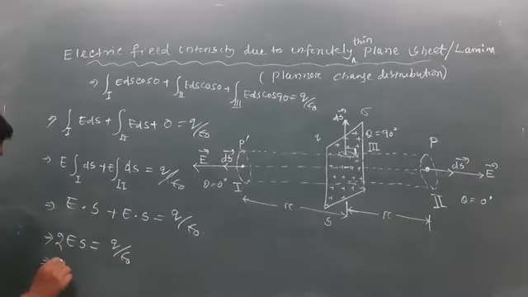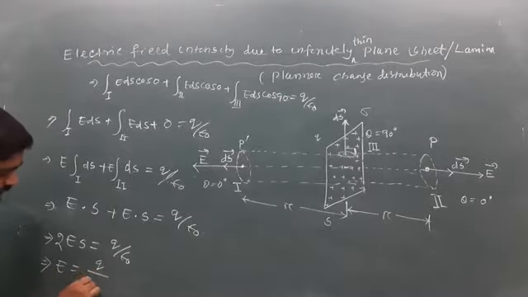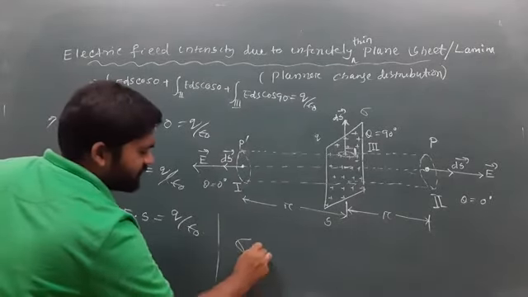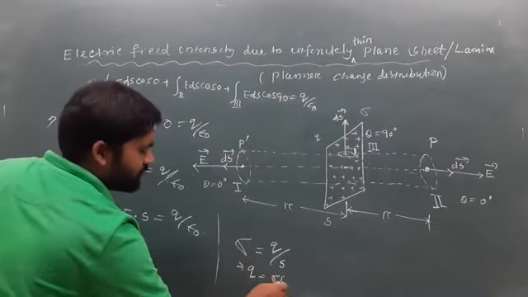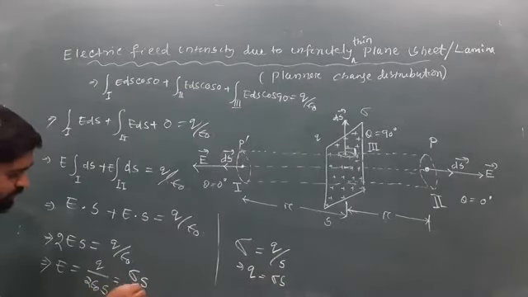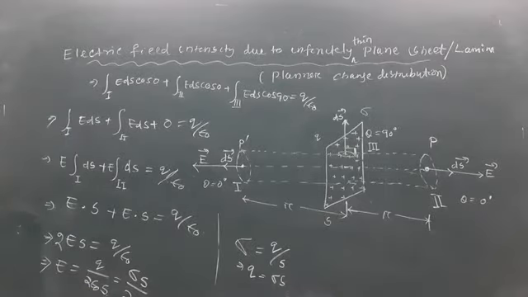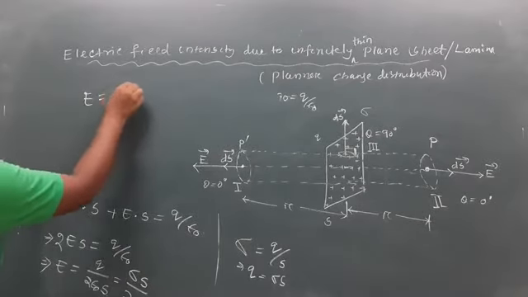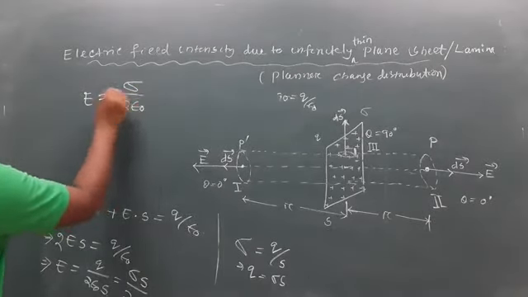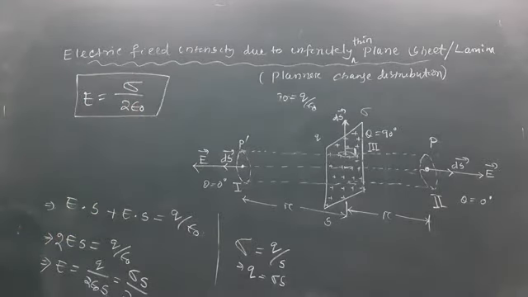So what we have to determine? That is E, that is Q by 2 epsilon naught S. Okay, but if sigma is the surface charge density, then sigma equals Q by S, so Q equals sigma S. So that equals sigma S divided by 2 epsilon naught S. If S cancels, that will give electric field E equal to sigma by 2 epsilon naught. That is the expression for electric field for a planar charge distribution.